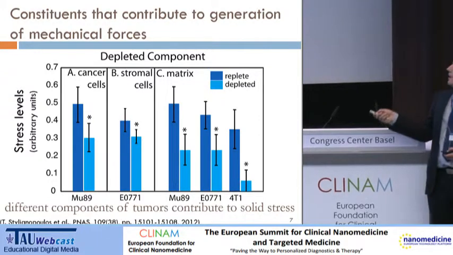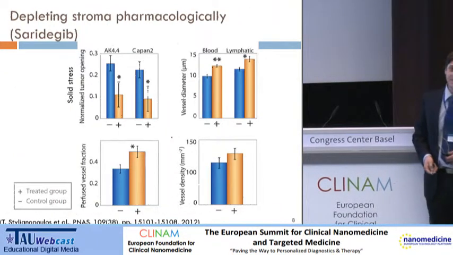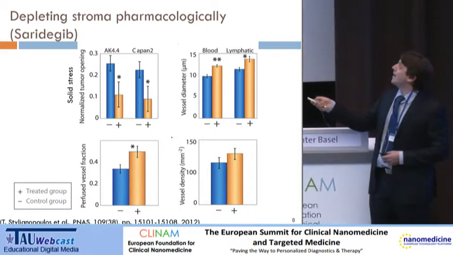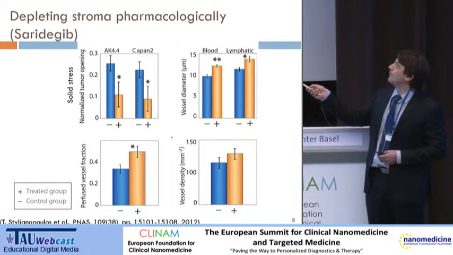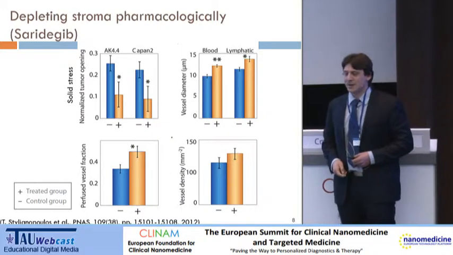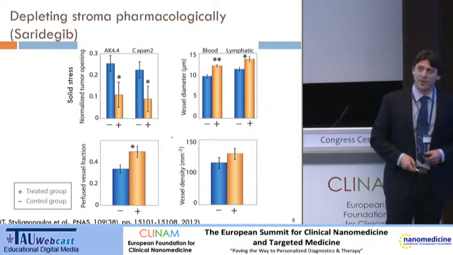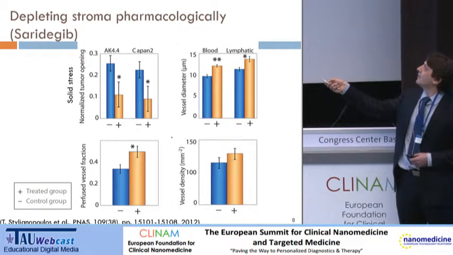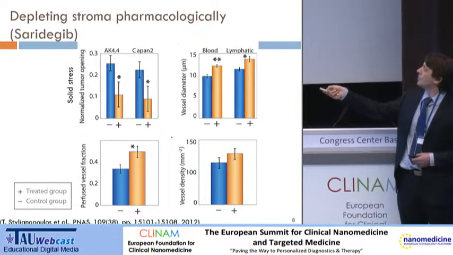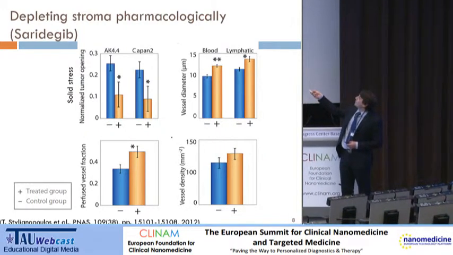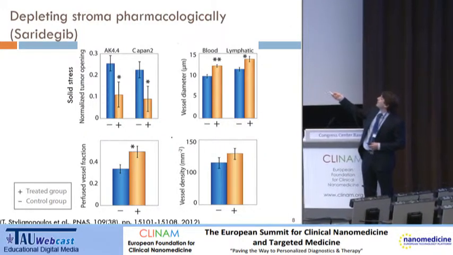So based on this data, I decided to target stroma cells. We pharmacologically depleted the stroma cells of two types of pancreatic cancers, AKN4.4 and KPN2, and we used a drug which hasn't reached the market yet. It's called saridegib. It's an inhibitor of the sonic Hedgehog pathway. What we see here is that after administration of this drug, solid stress goes down in both tumor types. The plus sign shows the treated group, the minus sign shows the control group. And we see that vessel diameter goes up, from 10 to 13 microns.